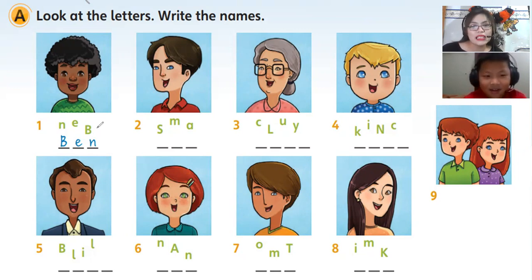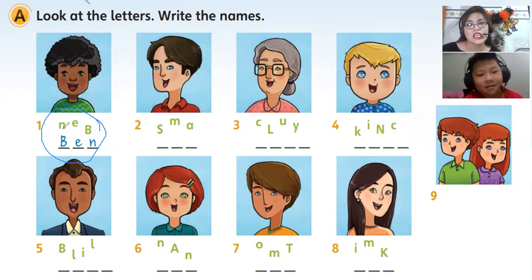Okay, so let us have this activity. So look at the letters and write the names. So just like what we have on example number one. It's Ben. Oh, yes, Ben. Very good. The letters of their names are not in proper order. Now, your task is to put them in their proper order so we could know their names.